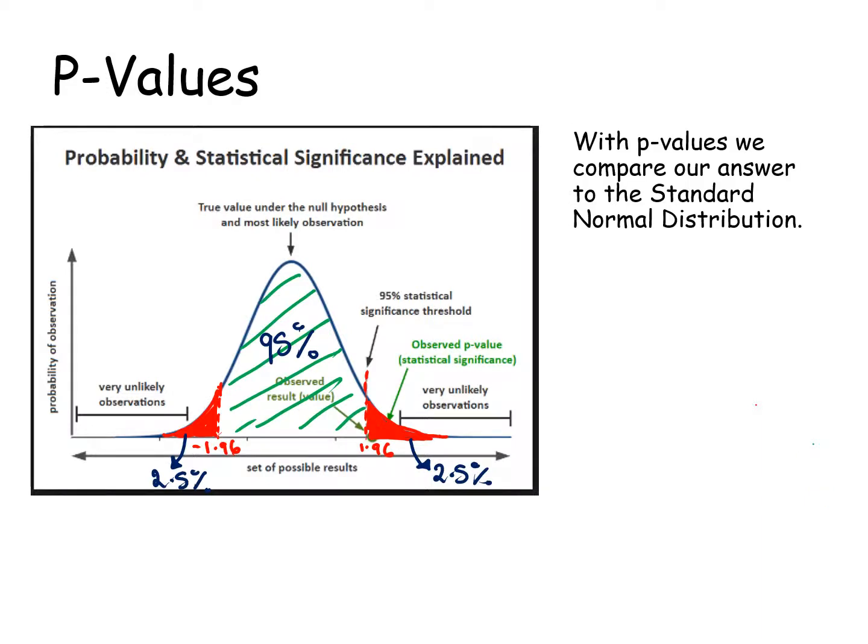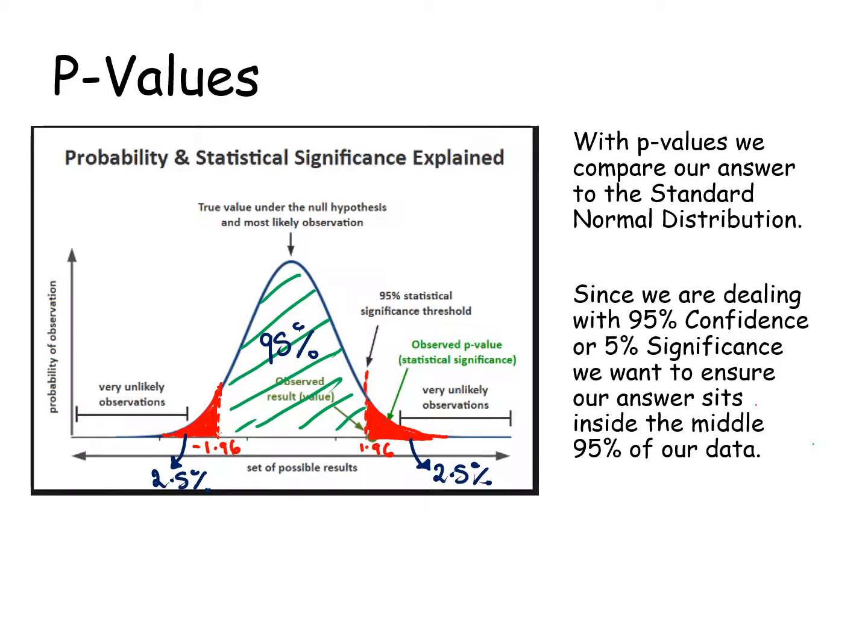So with our p-values, we want to compare our answer to the standard normal distribution, which is here on our left. Since we're dealing with 95% confidence or 5% level of significance, we want to ensure that our answer sits inside the middle 95% of our data. So those z-scores, minus 1.96 and 1.96, we wanted to sit between those, and that's where we're 95% confident. If they sit outside those, that's getting into our 5% level of significance.